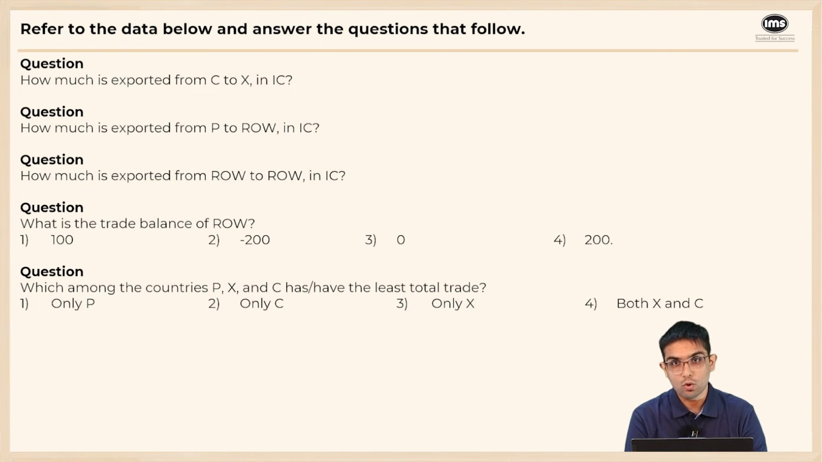You have to convert all the percentages into currencies and that may take time. If I take a real-time scenario, I had attempted this particular paper. This was the only set that I would recommend students not to do. I also left this set and this is what is recommended. But let's start solving this set.